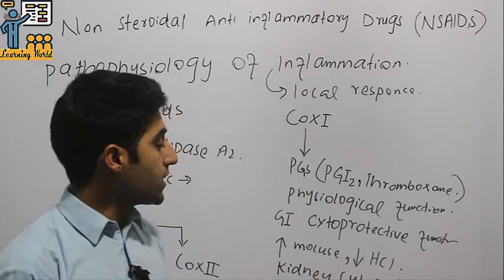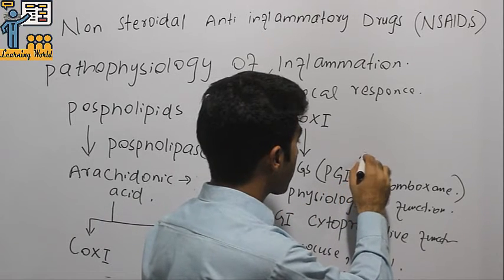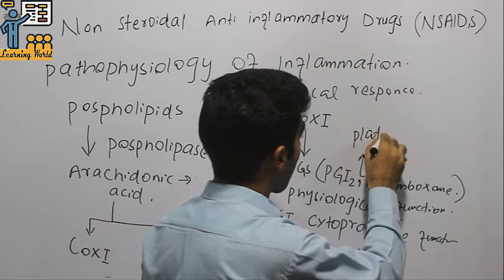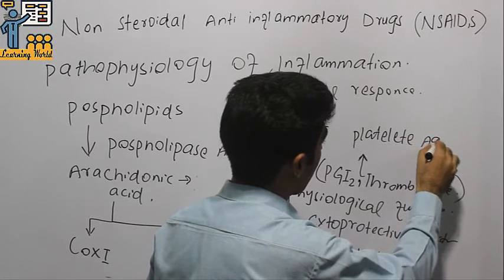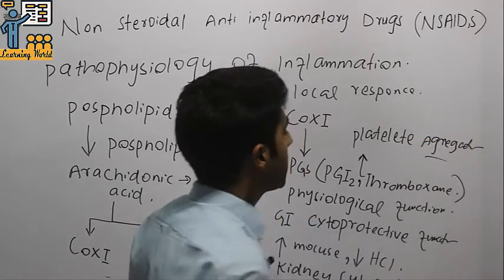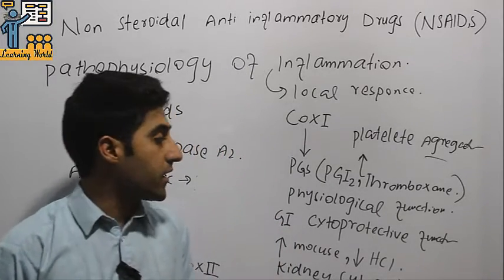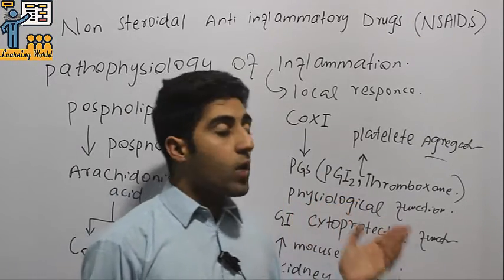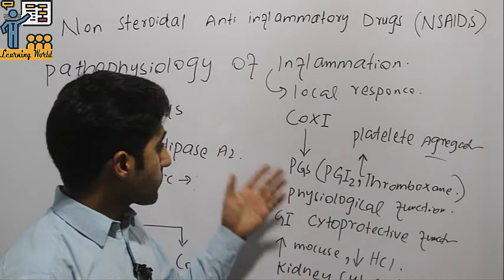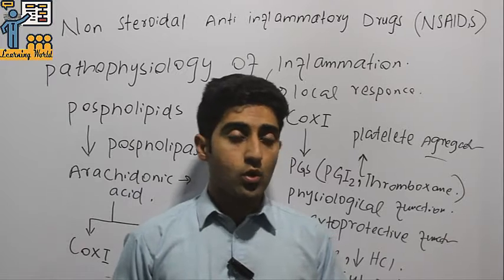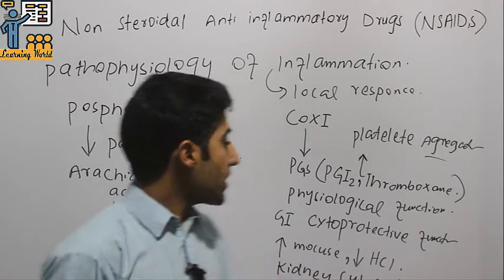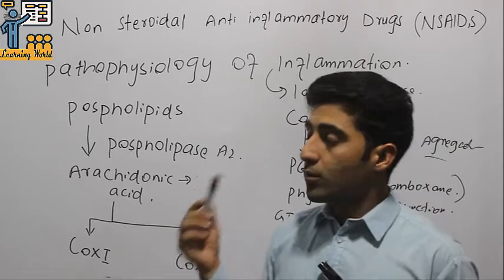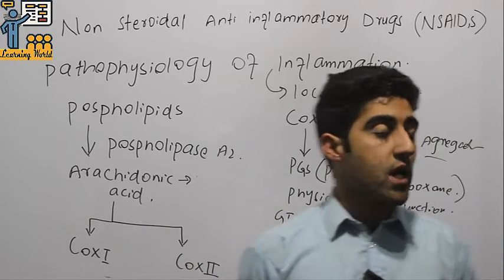And another, thromboxane, is also present. As we know, thromboxane is responsible for platelet aggregation in the blood. So in bleeding it will be helpful. It will provide the aggregation, so it will stop the bleeding. So the COX-1 enzyme is physiologically active and provides the physiological function of the body. The other is the COX-2 enzyme, which provides the pathological function and causes inflammation with the help of prostaglandins.